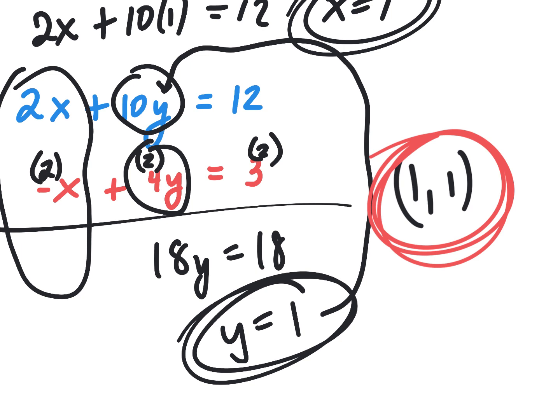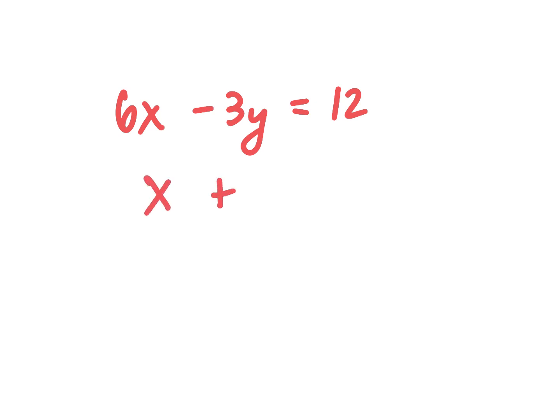Now let's do one with substitution. This one's just a little more of like being careful. There's a lot of little algebra stuff you got to do right. So let's try one like that. 6x minus 3y equals 12. And the next one we're going to use is x plus 4y equals negative 7.